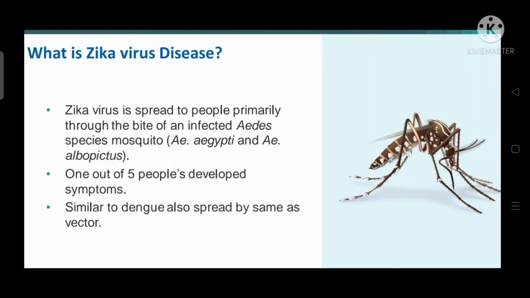Zika virus disease is caused by the Zika virus that spreads through mosquito bites. The Zika virus is spread mostly by the bite of infected Aedes species of mosquito, like Aedes aegypti and Aedes albopictus. The majority of people infected with Zika virus do not develop any symptoms. At the same time, 1 out of 5 people develops some symptoms. It's similar to dengue virus. It's also spread by the same vector and it's a very rare disease.